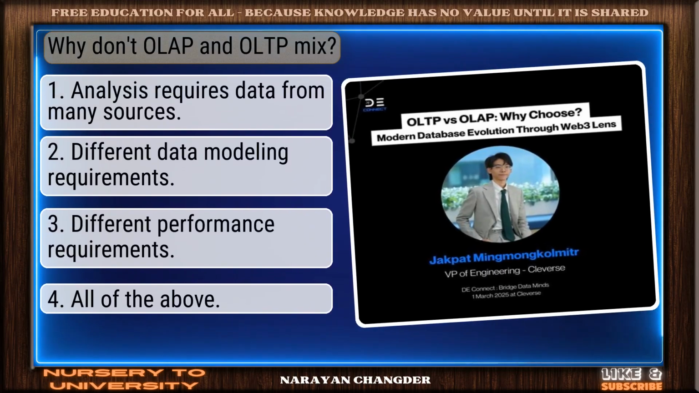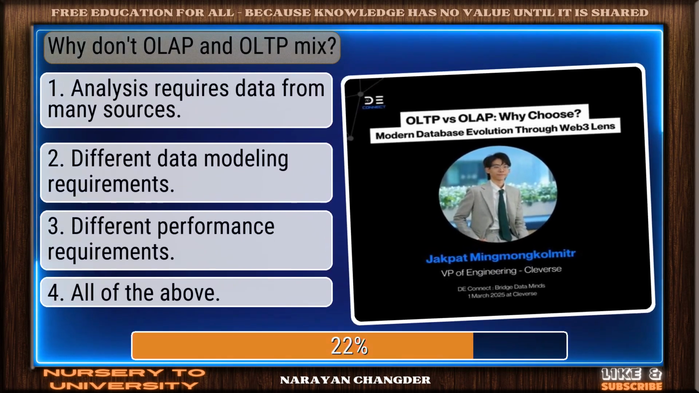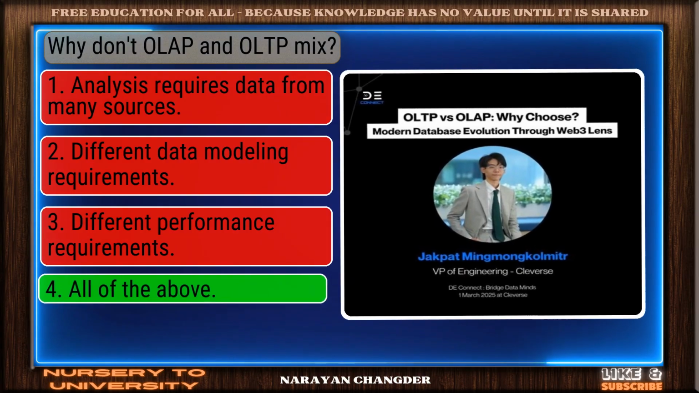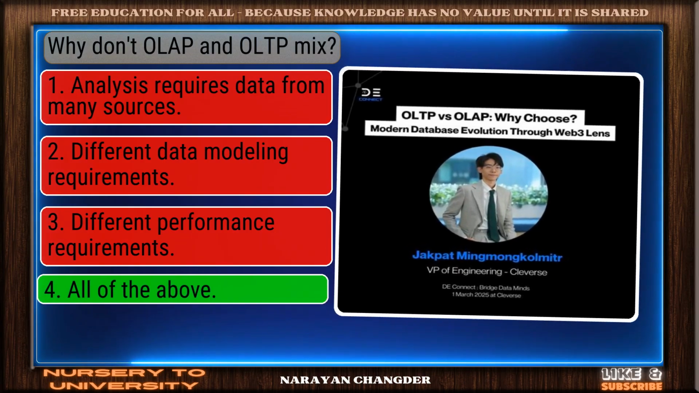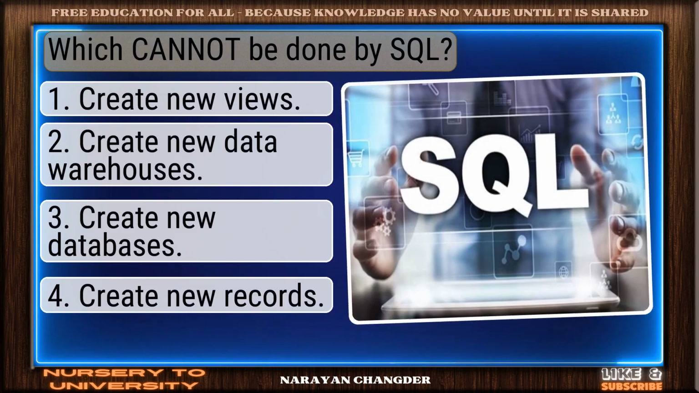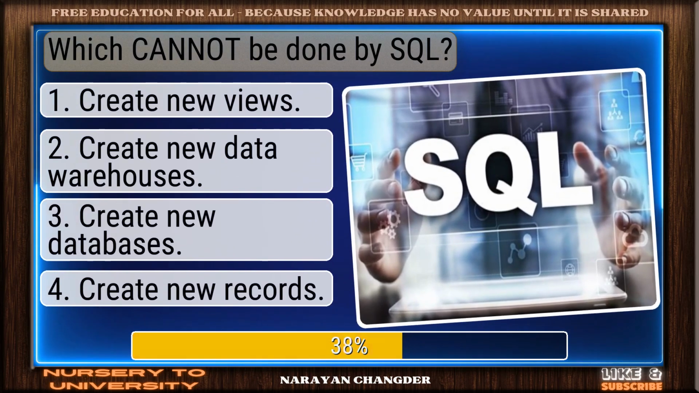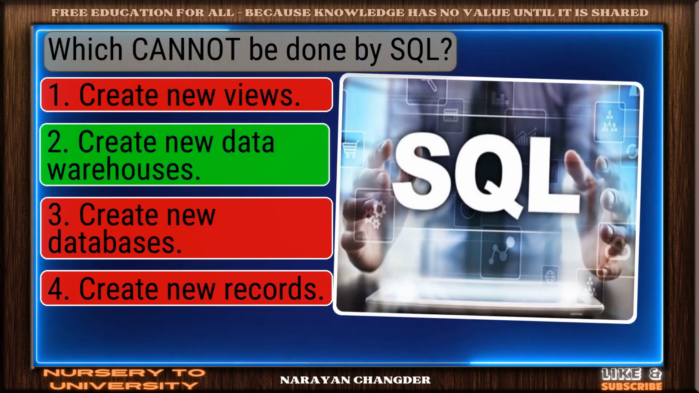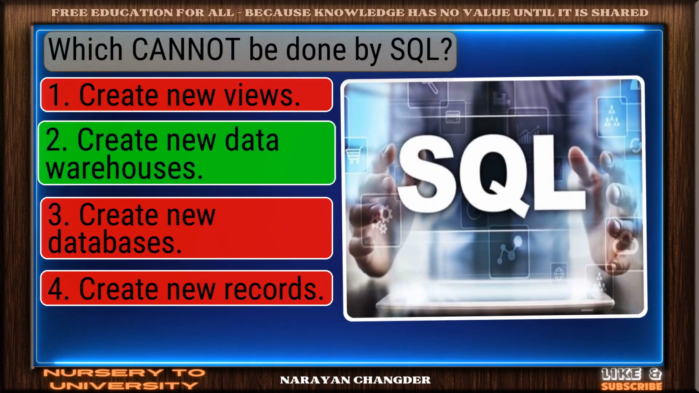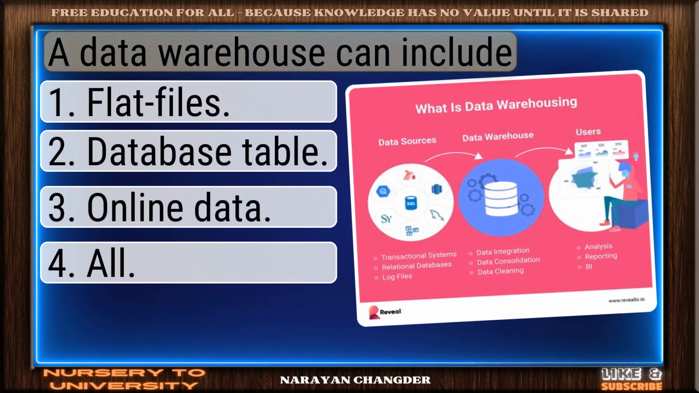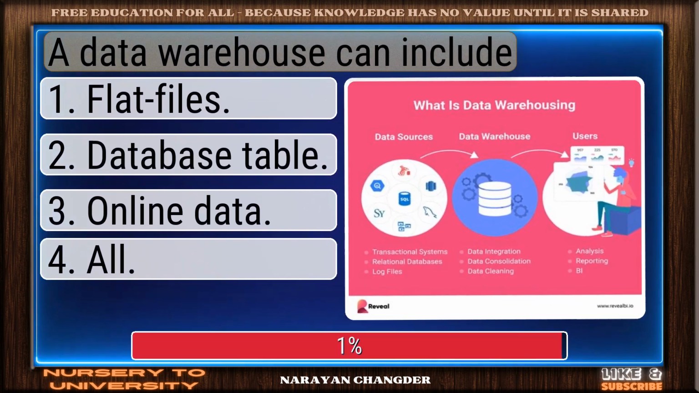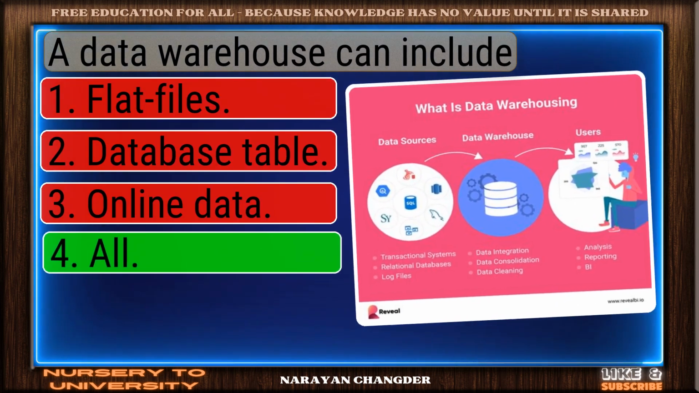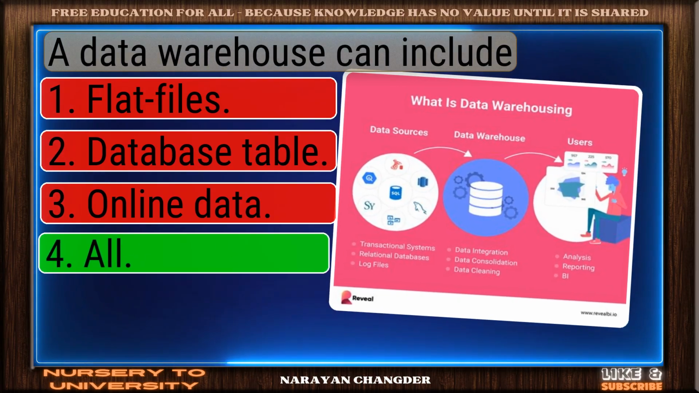Question number 67. Why don't OLAP and OLTP mix? Correct response. All of the above is the most accurate answer. Question number 68. Which cannot be done by SQL? Excellent. Create new data warehouses is a brilliant choice. Question number 69. A data warehouse can include. Excellent choice. All is the right answer.